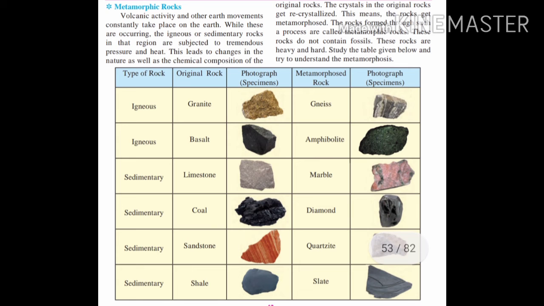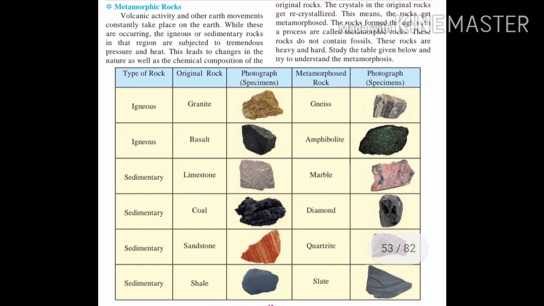Now you will find a table given below; try to understand the metamorphs. The type of rock is igneous, which means the original rock was granite. You can see the photograph specimens also. After metamorphosis, this rock has been transformed. Now see the second type of igneous rock, which is called basalt. But after being metamorphosed with heavy pressure and heat, this rock has turned into amphibolite.